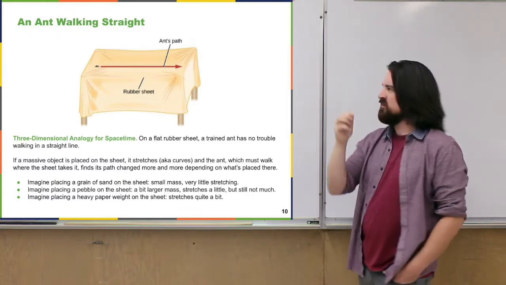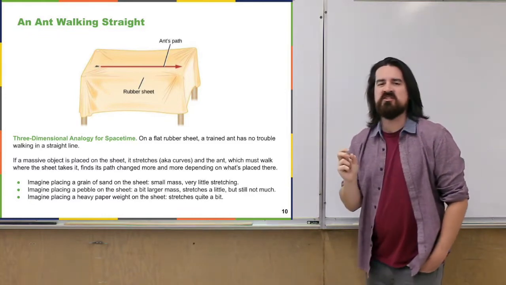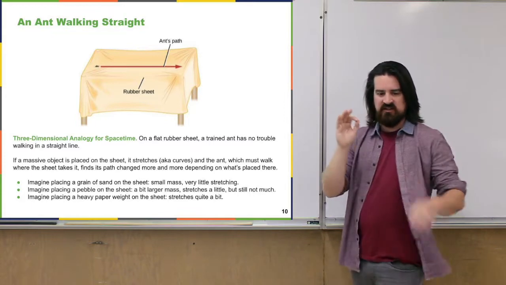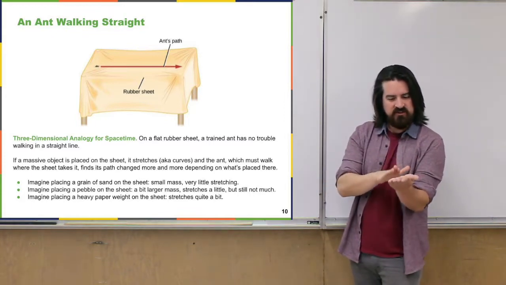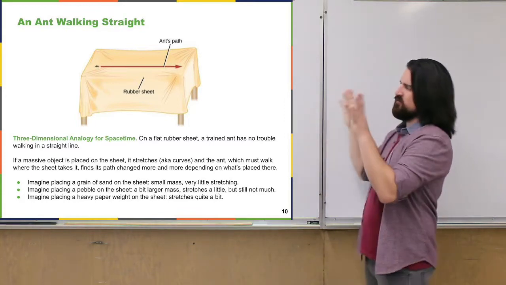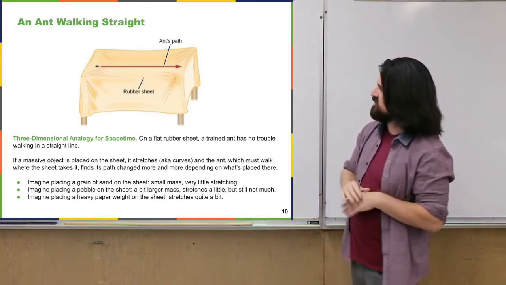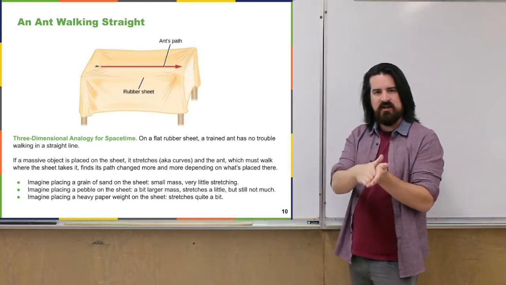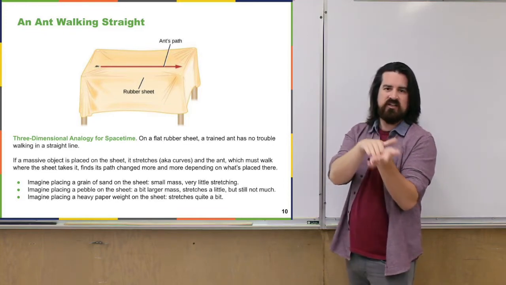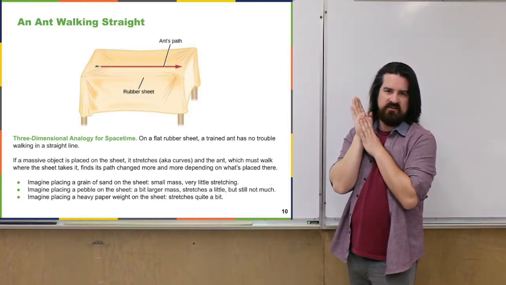We'd probably even have to look closely to see that the sheet does look stretched. And if we put our ant on there and it walks along, if we don't look closely, it could still look like the ant's going straight. But if you look a little closer, you can see that the ant's path might deviate a little bit, or it looks like it curves down a little bit as it goes by the pebble.